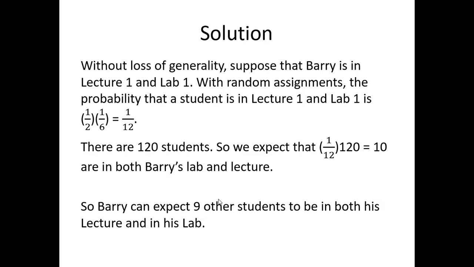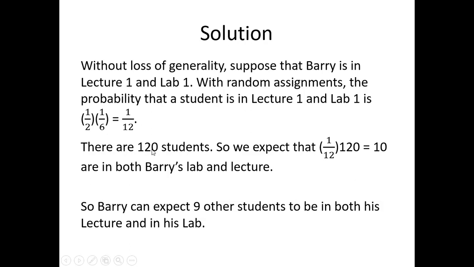Well, when you have random assignments, the probability that a student is in lecture 1, right? There's only 2 lectures, so that would be a half. The probability he's in lab 1, right? There's 6 labs, so that would be a sixth. All of this is independent, so the probability that just a randomly selected student is in lecture 1, lab 1 is 1/12.